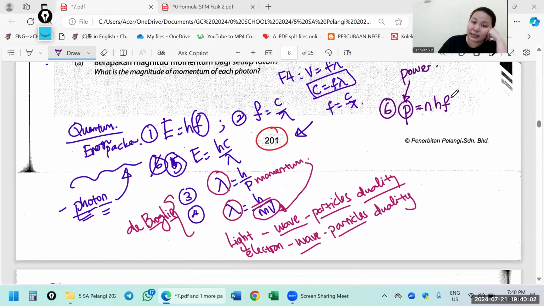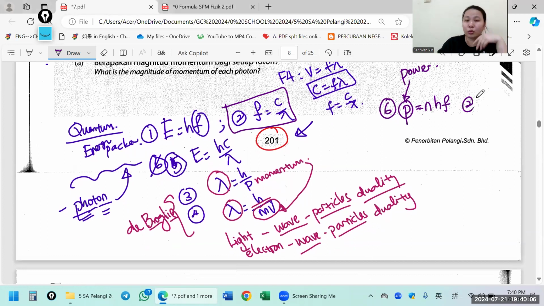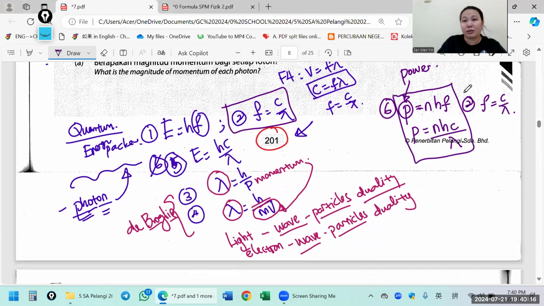Okay, so now the same thing. f can also be substituted with formula number 2, f equals c over lambda. So we can say P equals nhc over lambda, if they ask for power. If they ask for momentum, use these 3 formulas. If they ask for power, use P equals nhf or nhc over lambda. If they ask for photon, it will be 1 to 5.